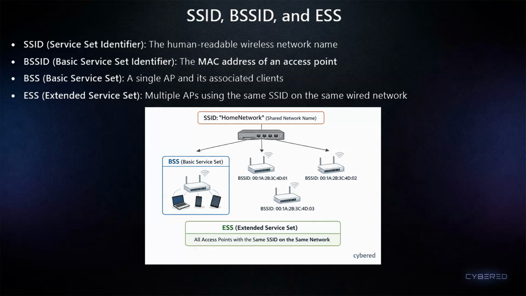SSID, Service Set Identifier, is the human-readable wireless network name. BSSID, Basic Service Set Identifier, is the MAC address of the access point. BSS is a single AP and its associated clients. And ESS, which is Extended Service Set, is multiple APs using the same SSID on the same wired network.